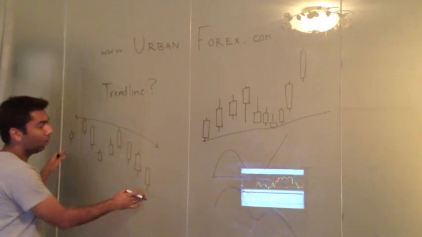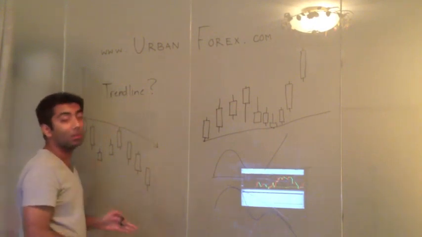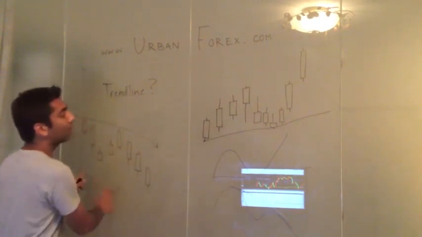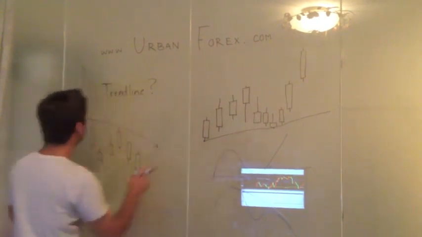Now this can be done on a 1 hour time frame, on a 15-minute time frame, 30-minute time frame, any time frame that you want. It gives you an idea which way the market is going. This is for an uptrend, this is for your downtrend.